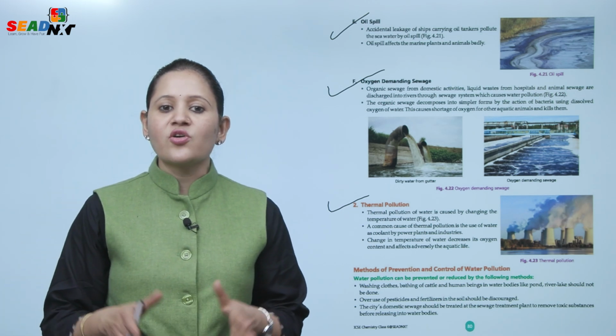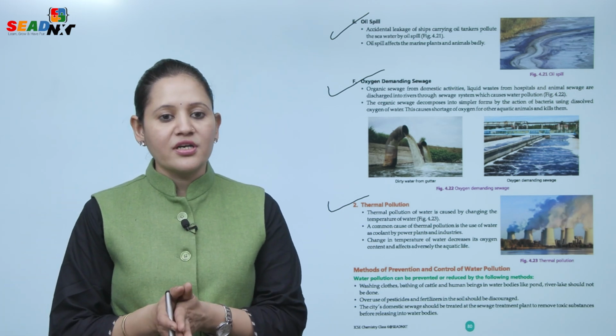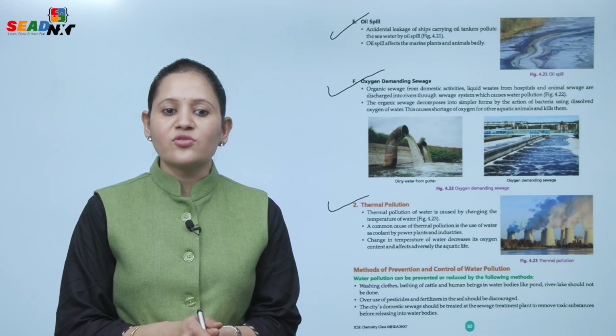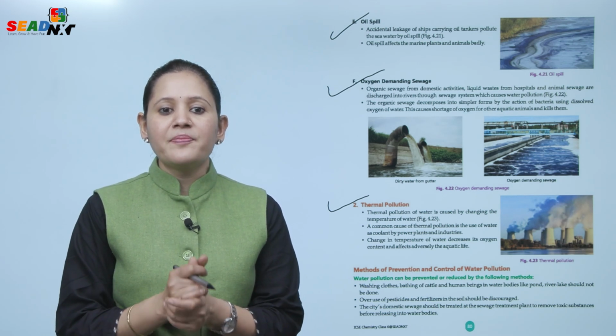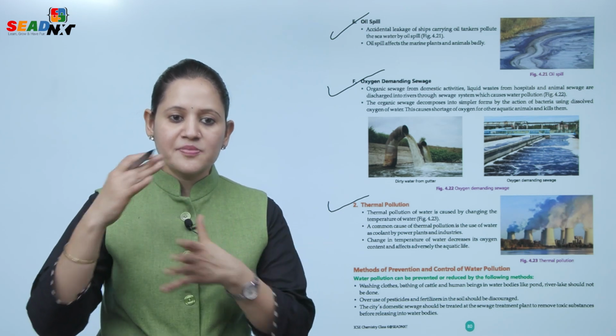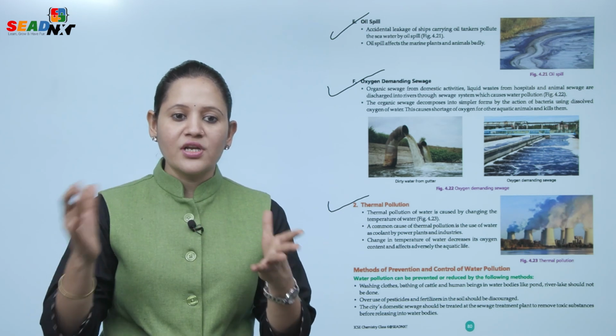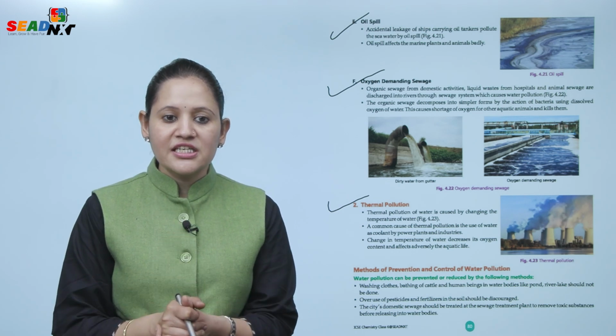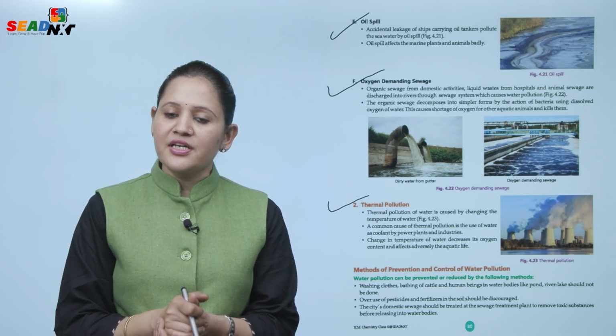Next is thermal pollution. Thermal pollution of water is caused by changing the temperature of water. The common cause of thermal pollution is the use of water as a coolant by power plants and industries. So in some industries so much heat is produced, so water is used as a coolant. Change in temperature of water decreases its oxygen content and adversely affects aquatic life.